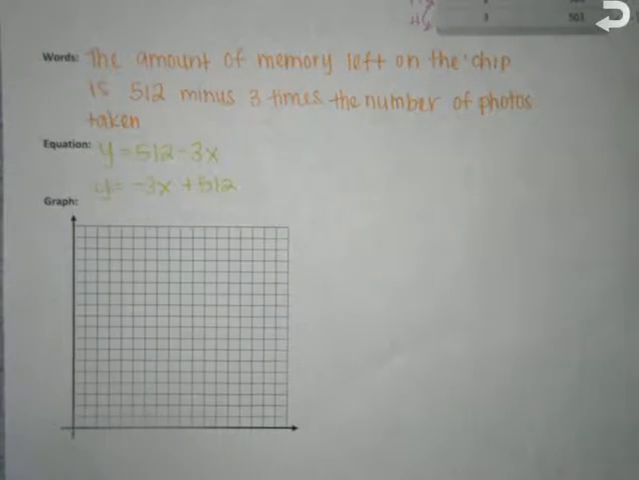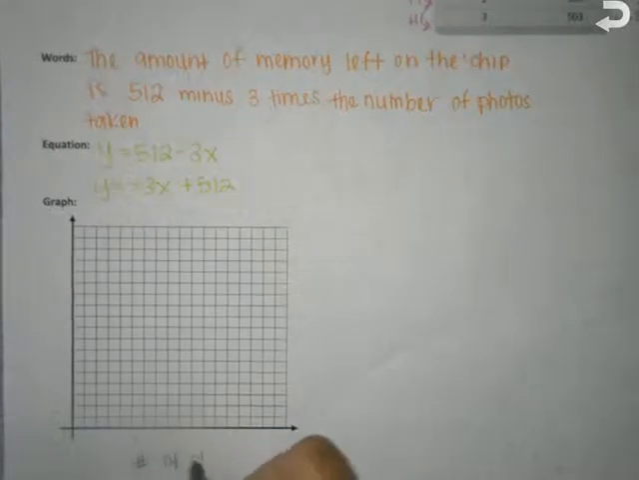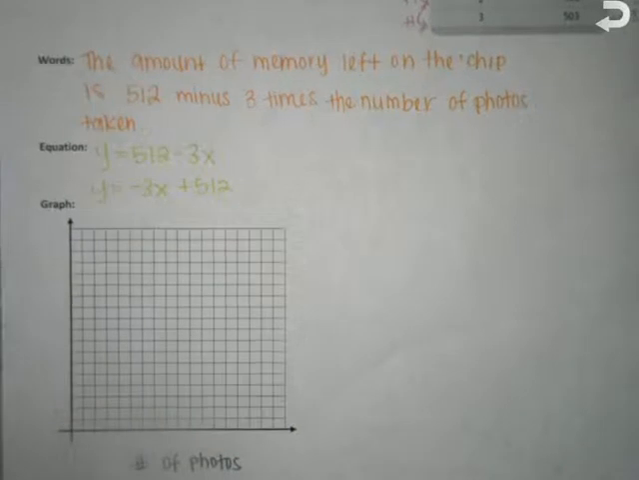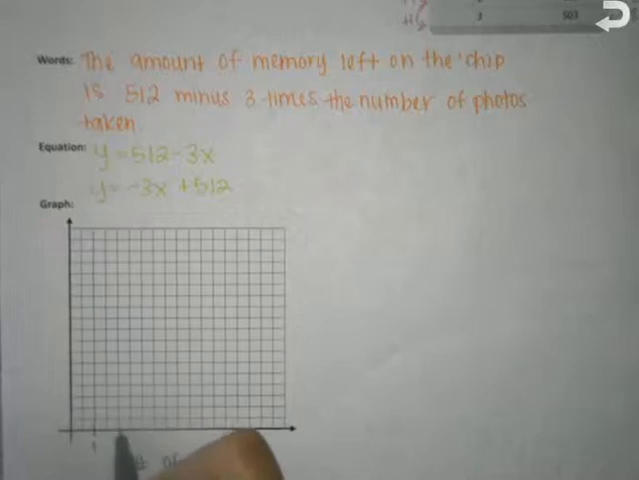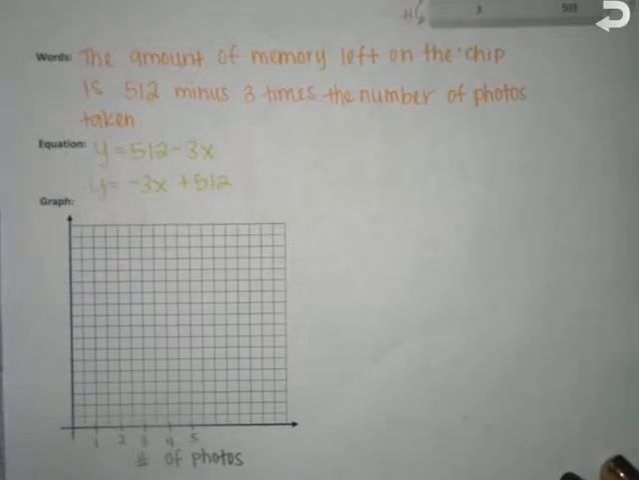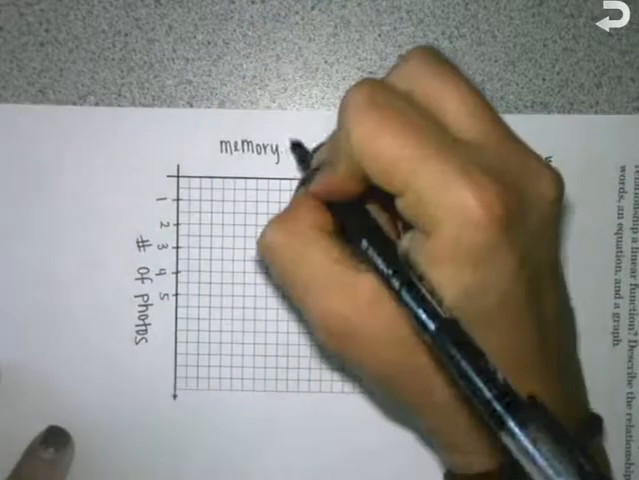Okay? Great. So then if we were to graph this, our x-axis would be the number of photos, right? I'm going to do the same thing that I did in the last one. I'm going to make every other one 1. So here's 1, here's 2, here's 3, 4, and then 5. And then the y-axis is the amount of memory left. And we have to put the measurement because we know what it is. That's megabytes.